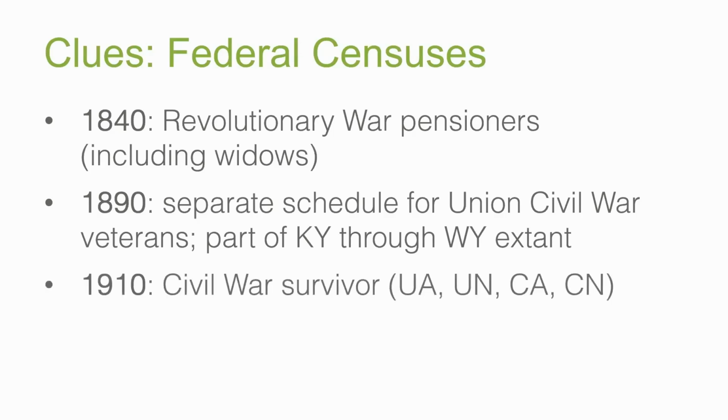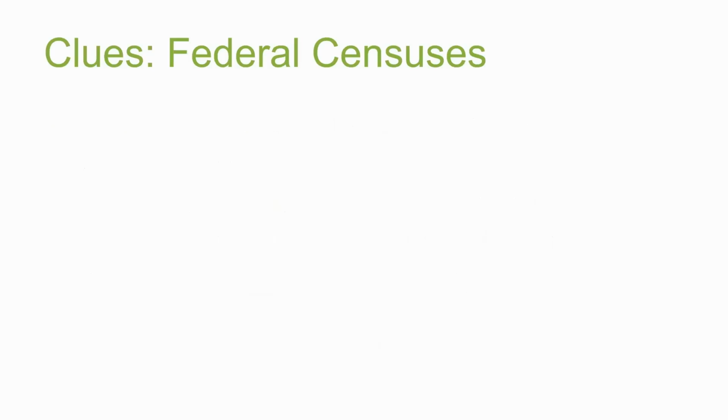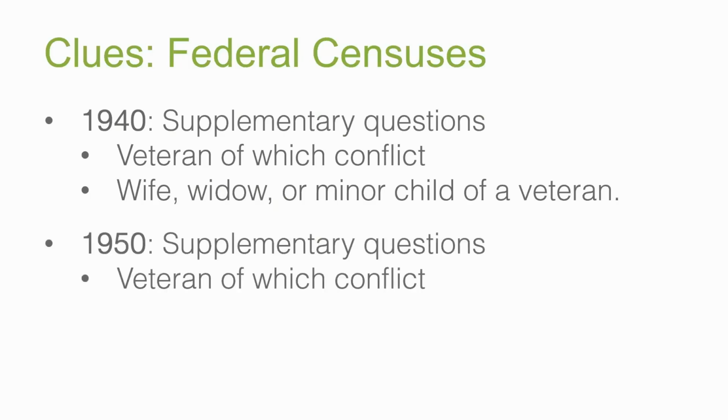And then beginning in 1910, they would ask if someone was a Civil War survivor. And in 1930, if the man was a veteran, they would ask which war. And there's even some questions in the 1940 and 1950 supplementary questions. For certain people on each page, additional questions were asked at the bottom, and they could ask whether themselves or their spouse or their father were a veteran.